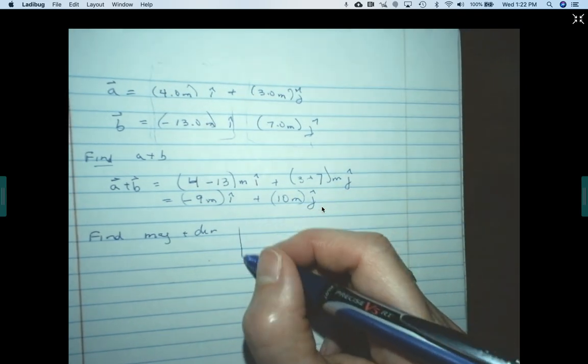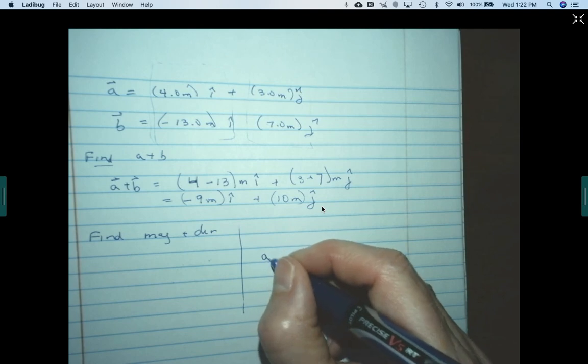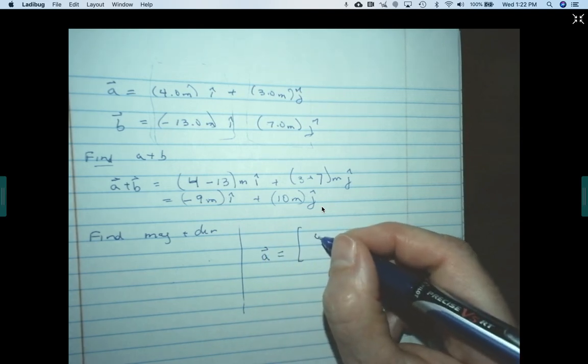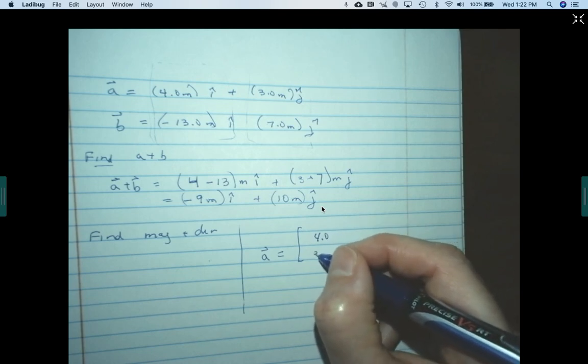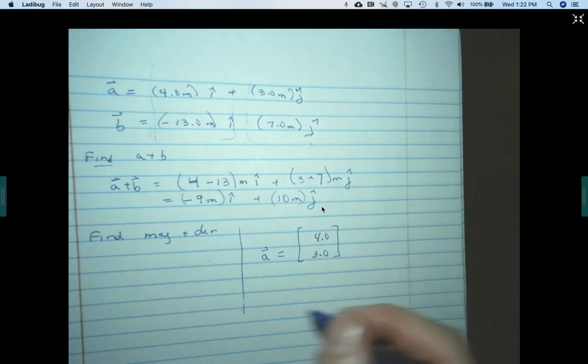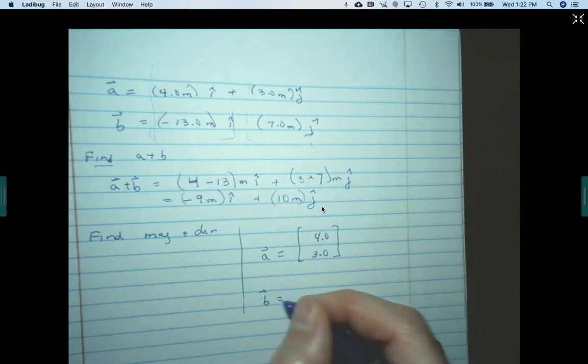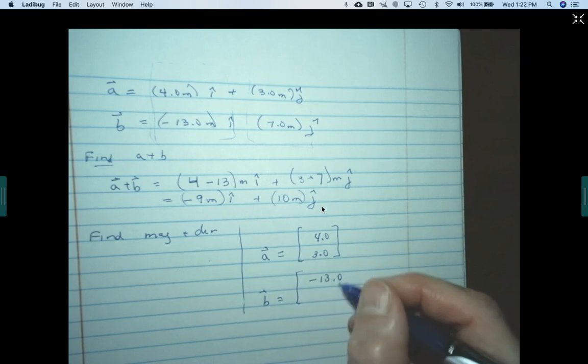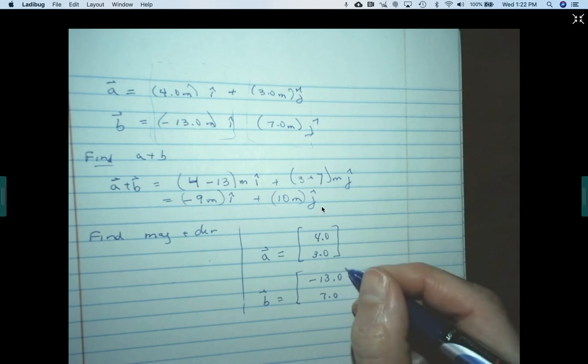And I'm actually going to keep going here because I want to show you what this looks like in column vector notation. So in column vector notation, A would look like this, 4.0 and 3.0, right? And we have the meters in there. I'm just going to drop that for a second. And B equals minus 13 in the top row and 7 in the bottom row.